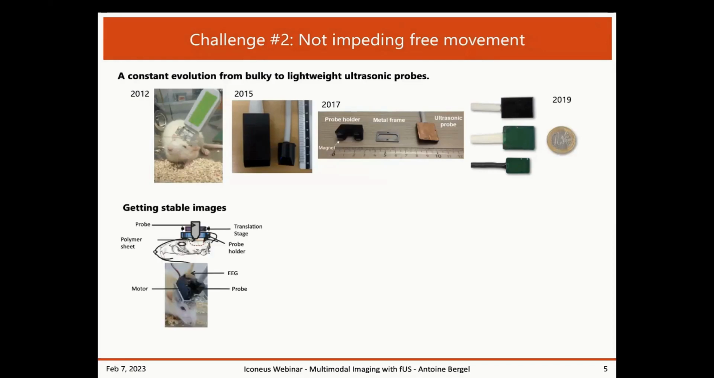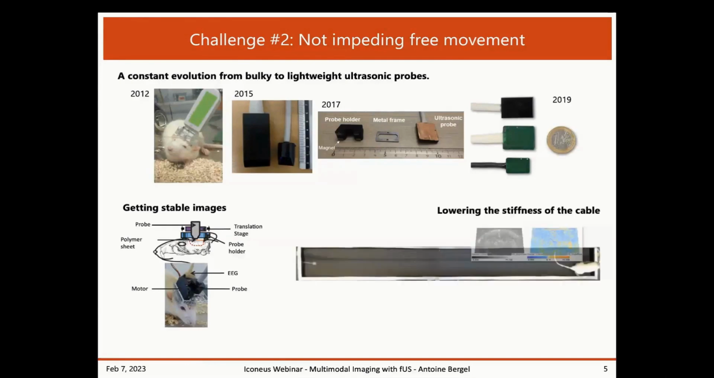Also, you want all those images to be stable, so you want the probe holder to be completely fixed onto the skull and to the probe. So we use screws most of the time. You can also use magnets, depending on the application that you want to do. In this application on the left, we also had a motor that was allowing the probe to move to the different planes without requiring any intervention from the experimenter.